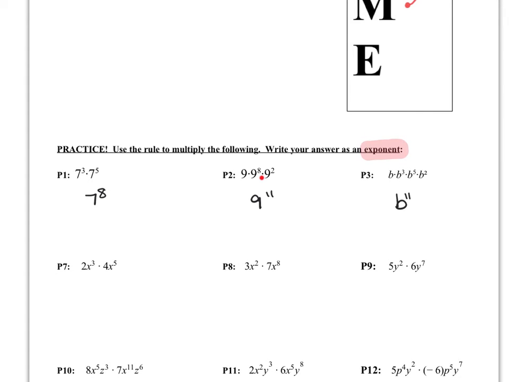So for my 9, since I'm multiplying, I can add 8 plus 2 is 10 plus 1 is 11. For my b's, since I'm multiplying, I can do 5 plus 3 is 8 plus 2 is 10 plus 1 is 11. Let's try example 7.